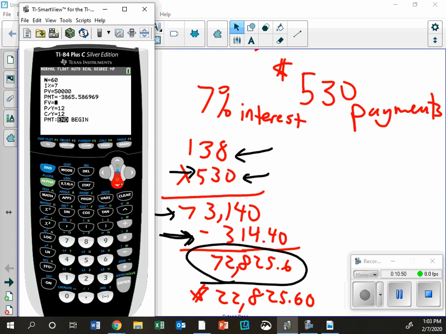Don't you want the value of the loan to be 0 at the end? You've got it all paid off. That makes sense? You don't want to just partially pay it off. You want to get it all paid off. So your future value is 0, and then this should be a 12.